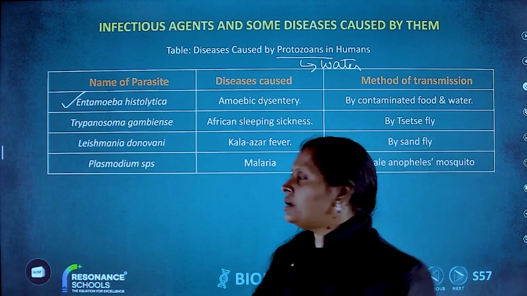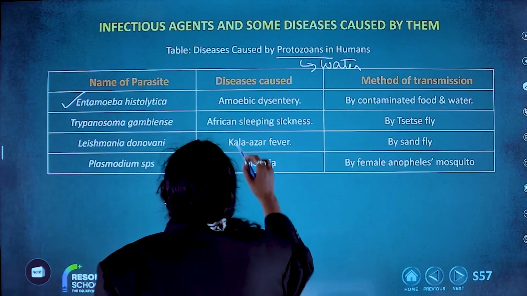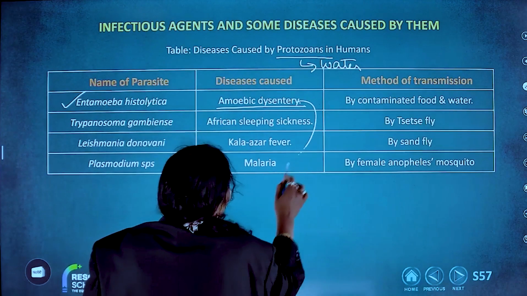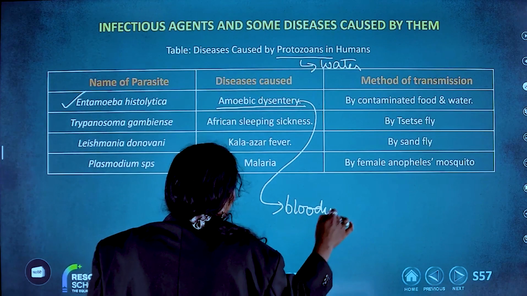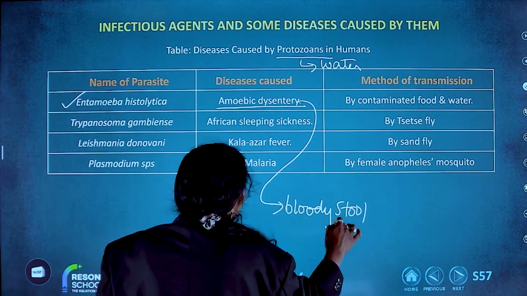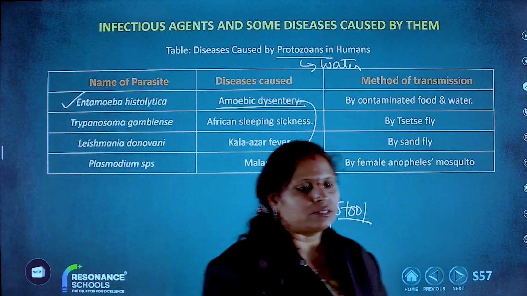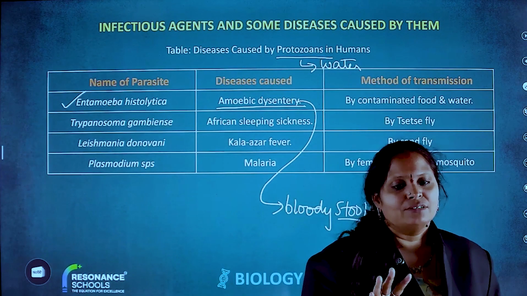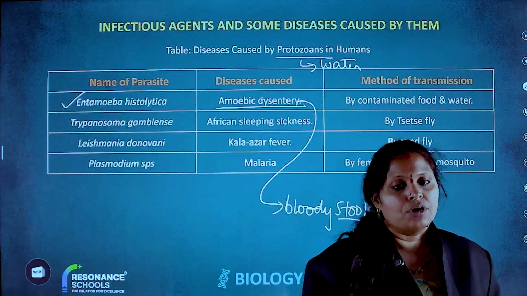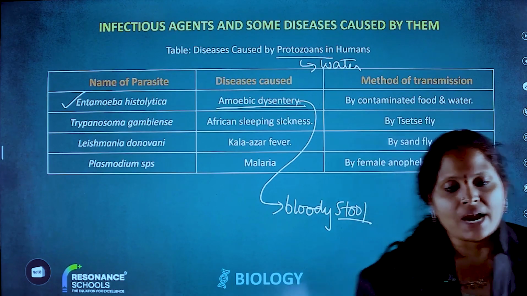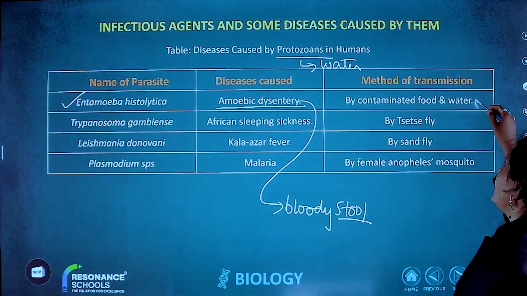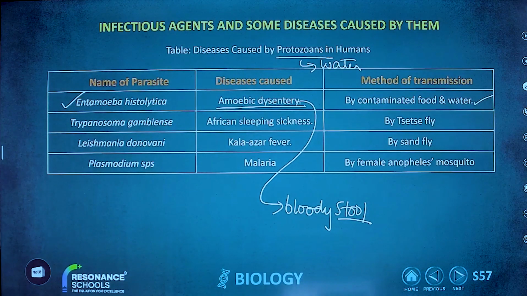Okay? Right. So, Entamoeba histolytica, it causes amoebic dysentery. You know what is this? Amoebic dysentery. Bloody stool. Stool is not whatever the stool we are sitting. Don't think that. Stool is nothing but the washroom. In the washroom you get some blood. Okay? Bloody stool. And it is caused by contaminated food and water.